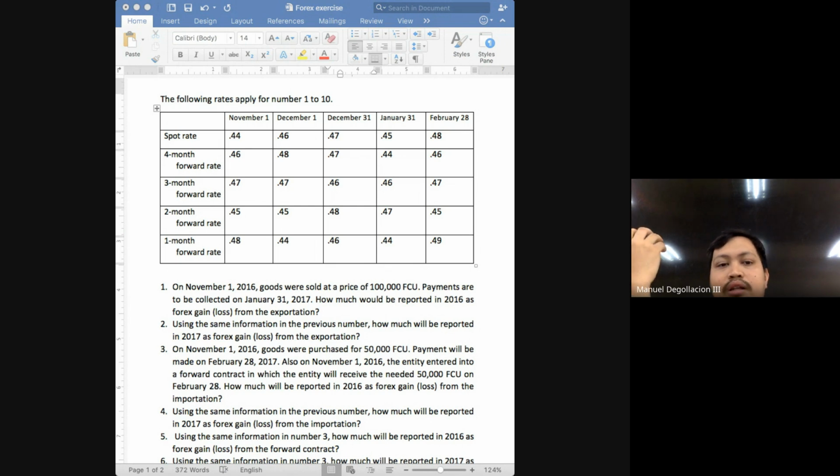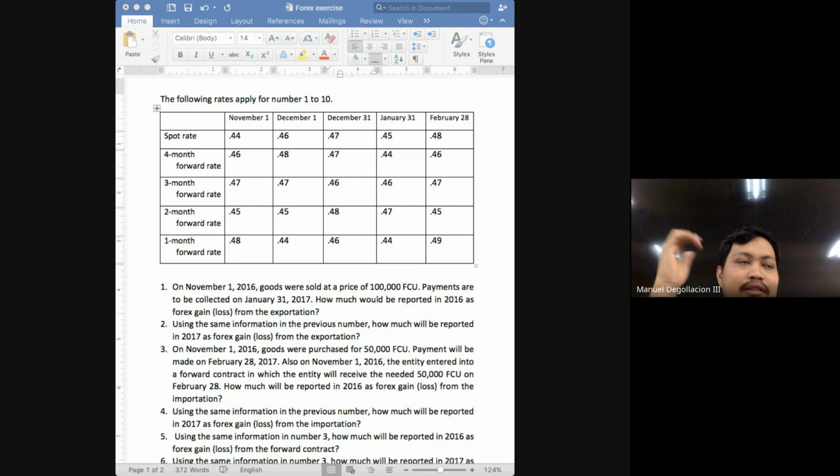What rate am I going to use? What will be the use of these forward rates? Those questions could easily be answered if you simply remember our rule. If it is simply an importation or an exportation transaction, you will only be using the spot rate. But the problem gave me forward rates, sir. Does not matter. Those are to be ignored.